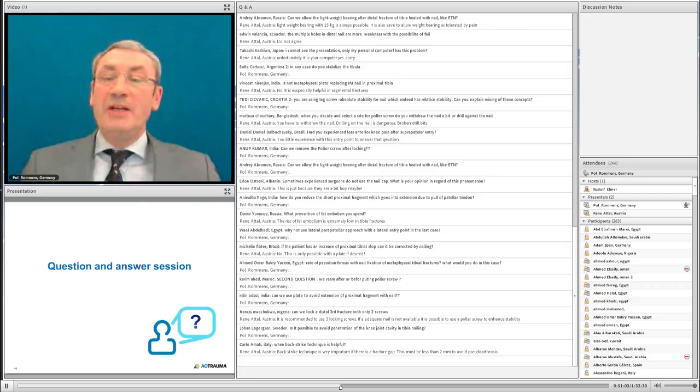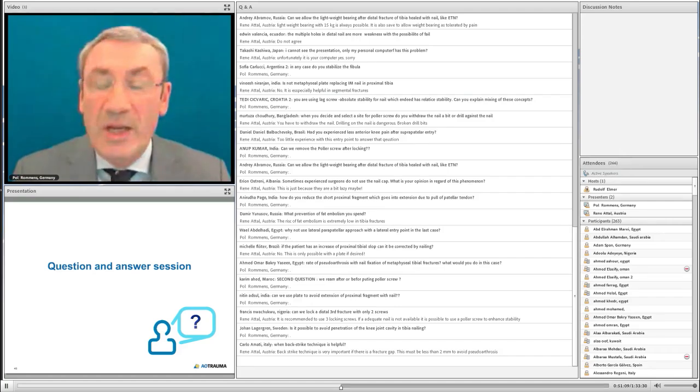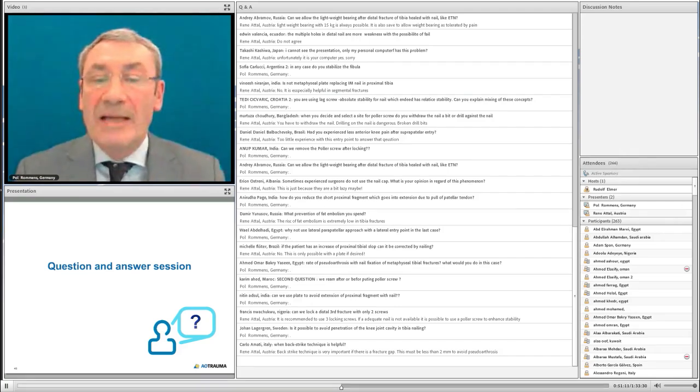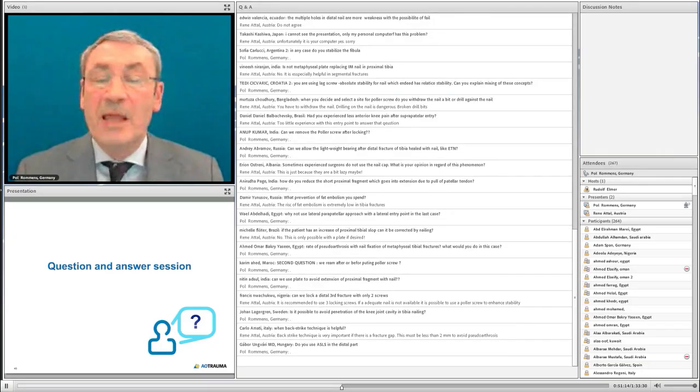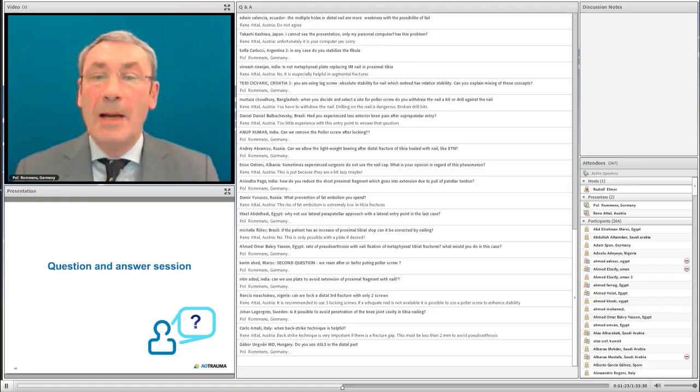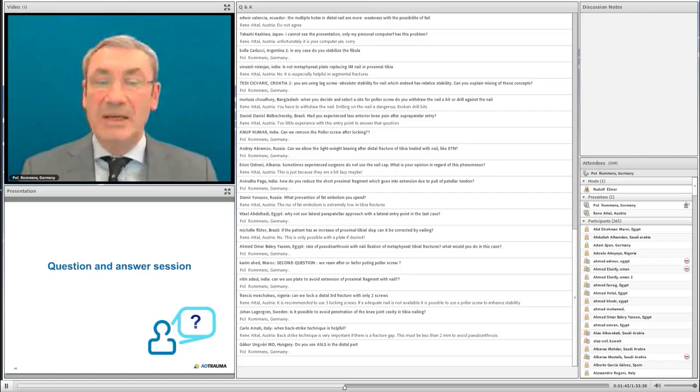Another question from Hungary: do you use ASLS in the distal part? Certainly, we use it as in other nailing procedures. This depends on the quality of the bone in this patient. If you have more osteoporotic bone, then we will try to enhance stability by using ASLS. If you have very short distal fragments and you are not able to put more than 3 screws, you also may use 1 or 2 ASLS screws to enhance stability.